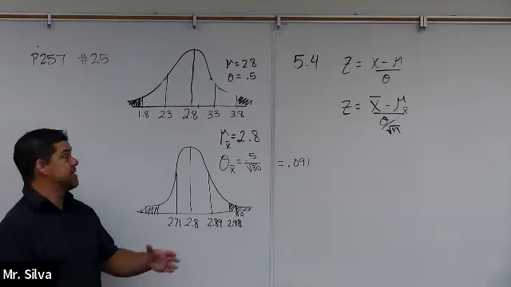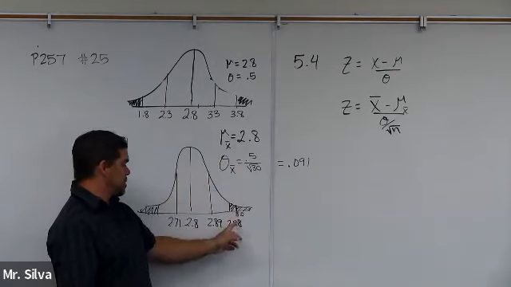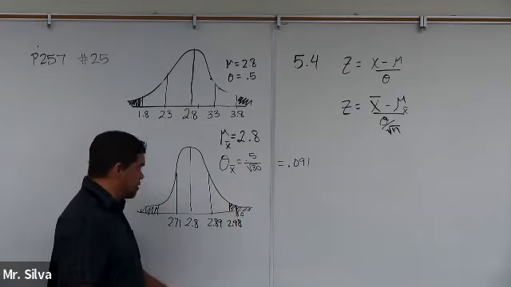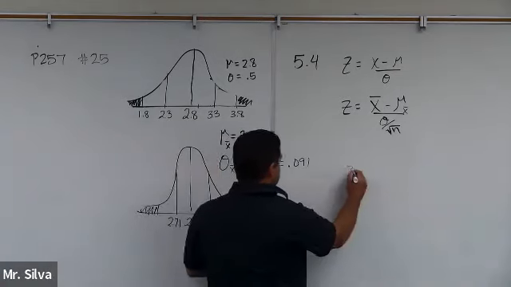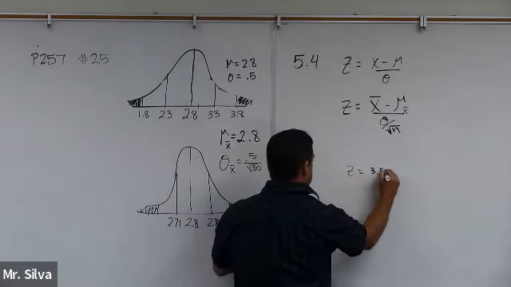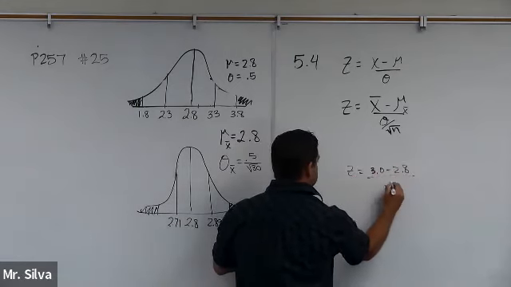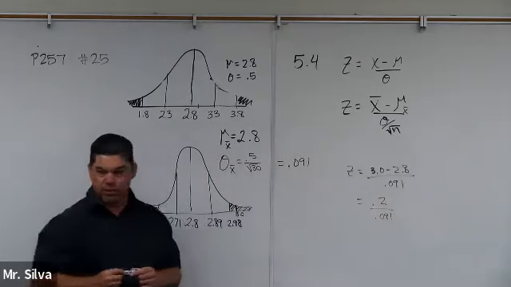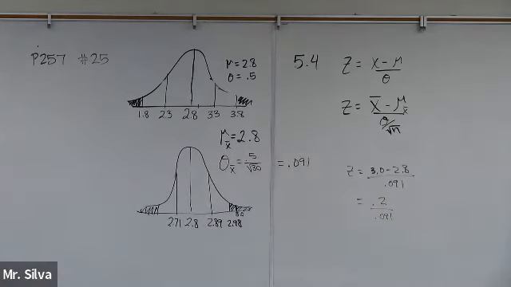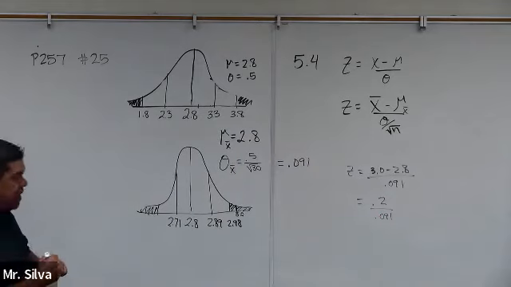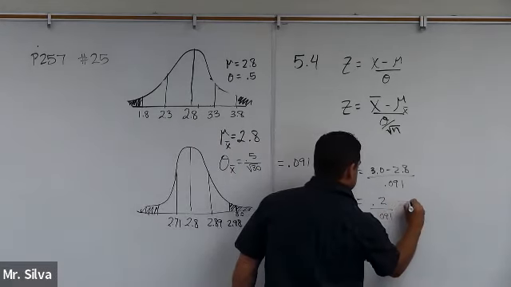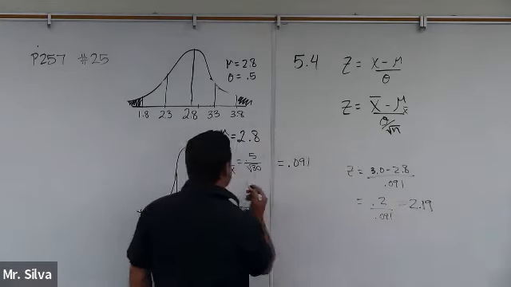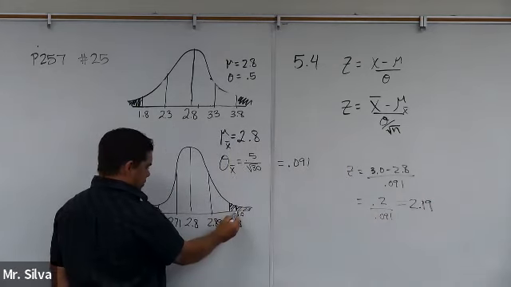But again, we're going to find a z-score. Oh, 3.0 minus 2.8. And then we look up that z-score. 3.0 minus 2.8 over 0.091. You get a number a little bit bigger than 2. I didn't finish that calculation. 0.2 divided by 0.091 is 2.19. That's a z-score of 2.19.